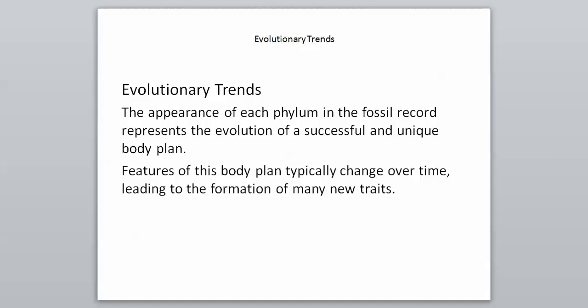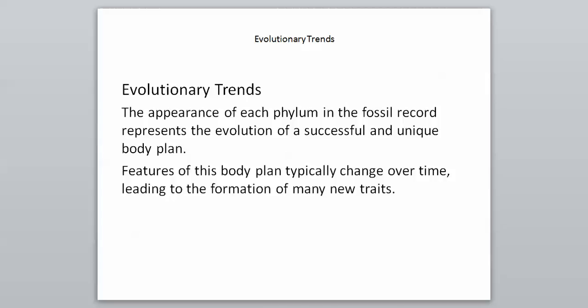So the appearance of each phylum in the fossil record represents the evolution of a successful and unique body plan. So what that means is that over time, as our animals have evolved, our invertebrates have become more specialized, and each one of our groups of invertebrates has a very unique body plan. Again, it's changed over time. None of them are the same, but each one of them has been equally successful, and that's why they're still around today.